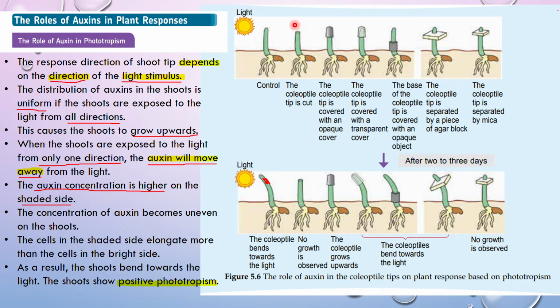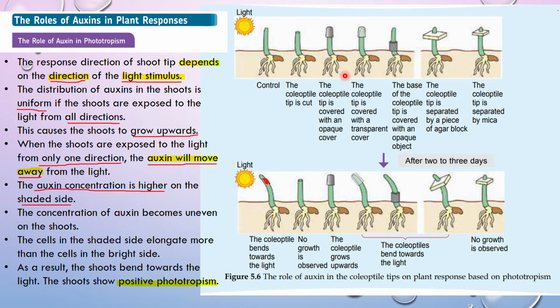Okay, the second scenario is that the coleoptile tip is being cut. What's in the tip? Very important to realize that auxin is produced at the tip. So if you cut the tip, that means you remove the auxin already. No auxin means no cell elongation, therefore no growth is observed.